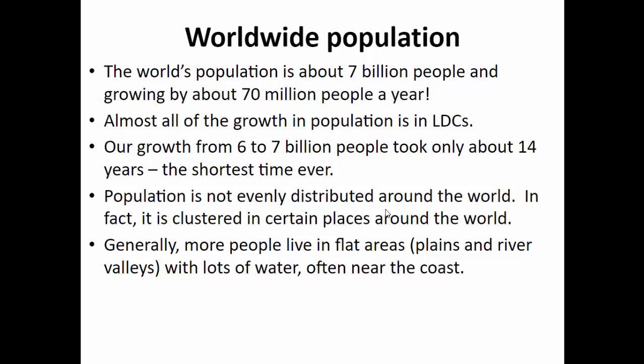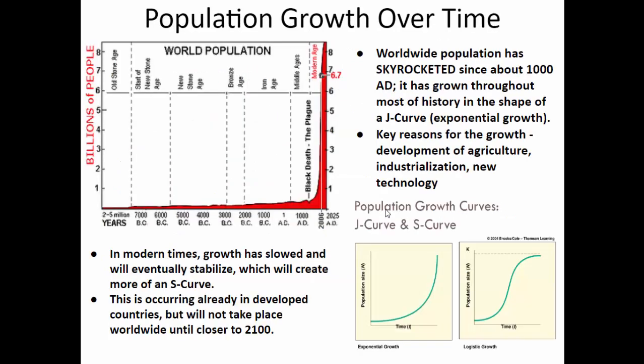Lots of water. People tend to live in areas that have a lot of water for obvious reasons. You need it to survive, right? And you need it for agriculture. And often near the coast. Coastlines provide ocean resources, and they give people access to trade that they otherwise wouldn't have. So most people live in flat places, they live near lots of water, and they oftentimes live along the coastlines, which is where we notice the greatest concentrations.